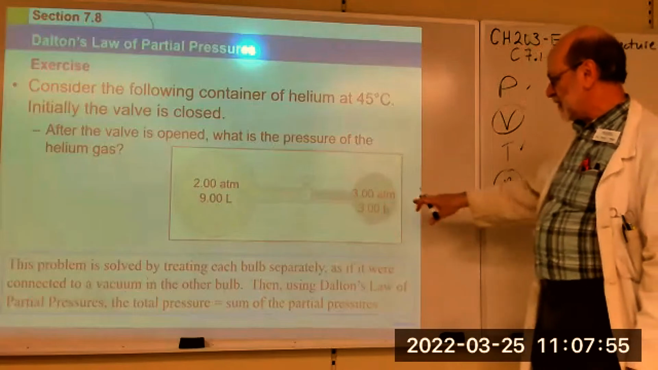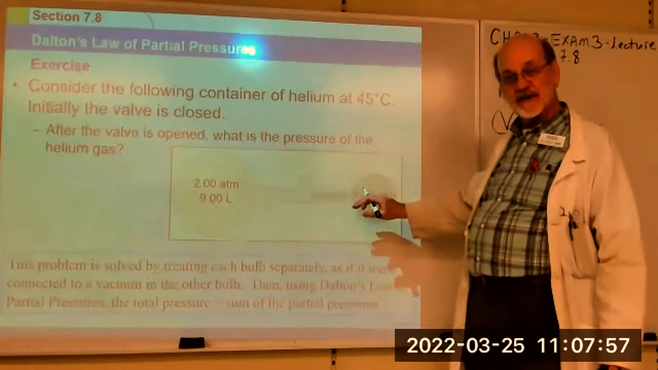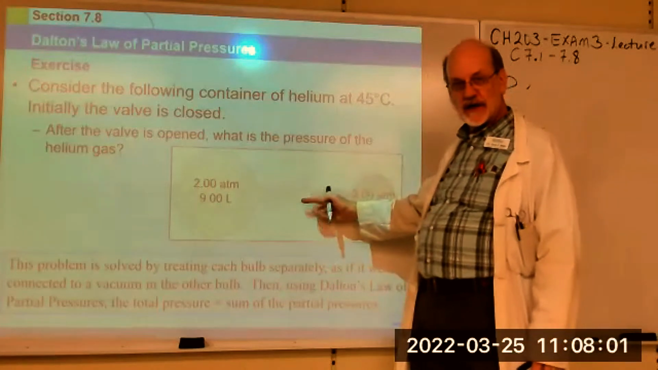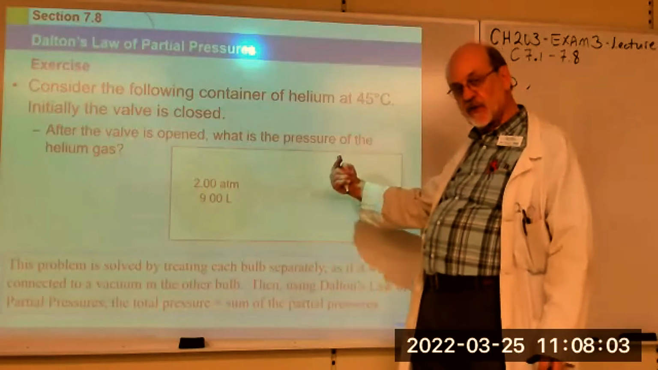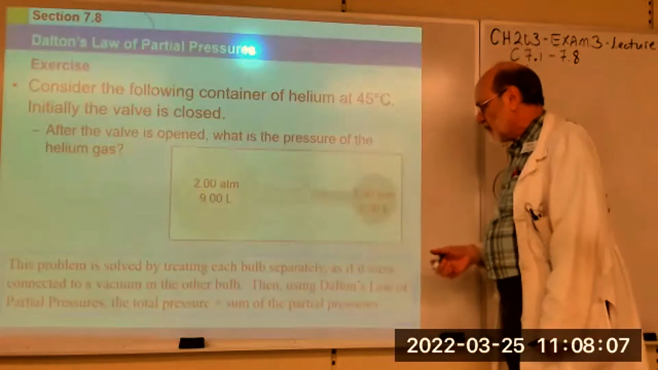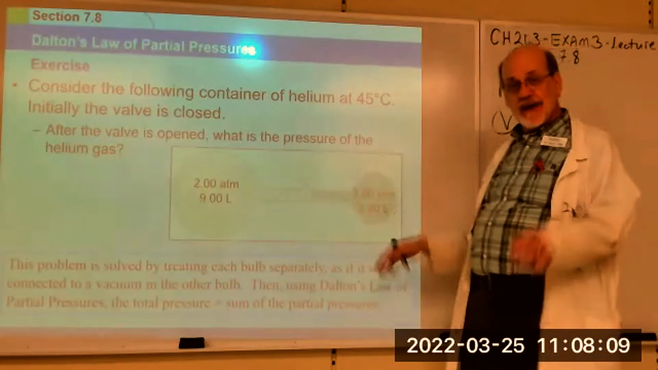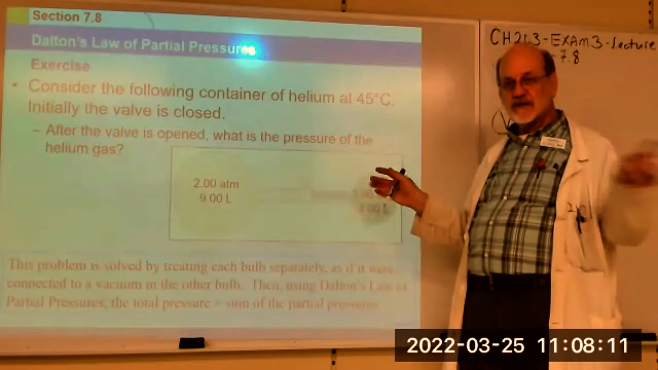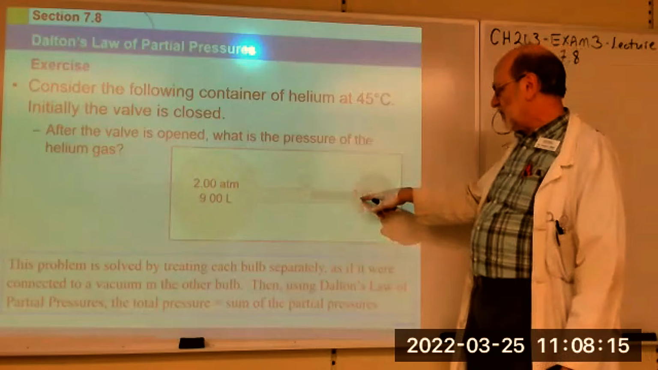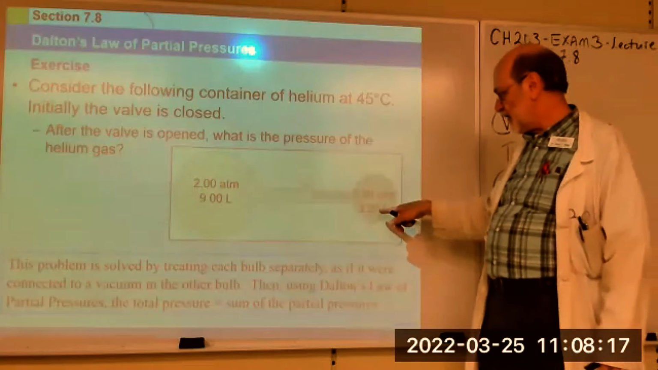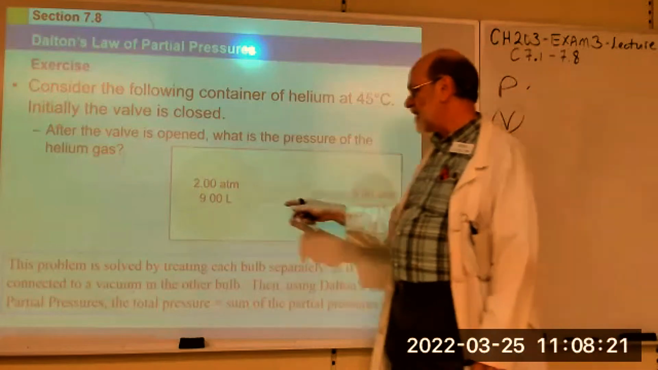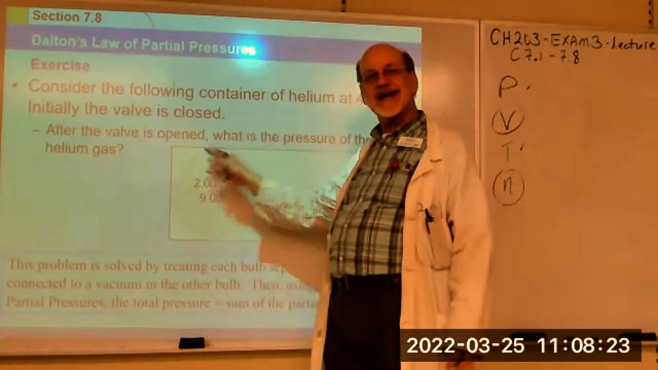We have two vessels containing gas with a valve between them. You can see the little hole in it is this way through, so they're not mixing yet. They can't mix. It doesn't matter what the gases are; it's absolutely irrelevant. This one has a pressure of 3 atmospheres and 3 liters total. This one has a pressure of 2 atmospheres and 9 liters total.